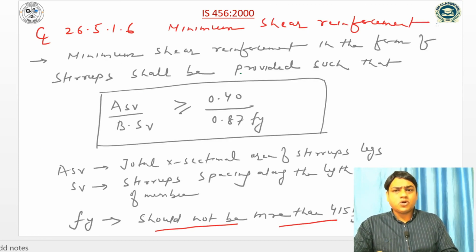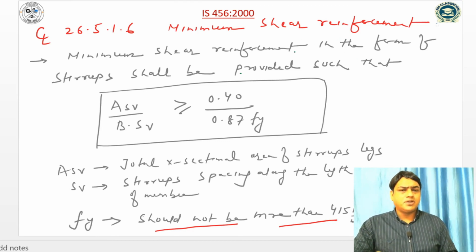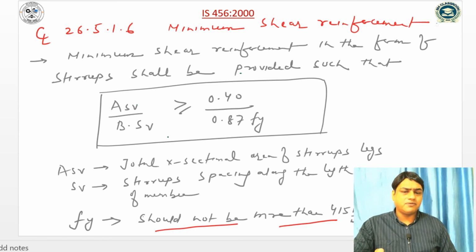And the code also suggests about the minimum shear reinforcement. So minimum shear reinforcement in the form of stirrups shall be provided such that Asv by b into sv is greater than or equal to 0.4 divided by 0.87 fy, where Asv is the minimum shear reinforcement, b is the width, and sv is the stirrup spacing along the length of the member.